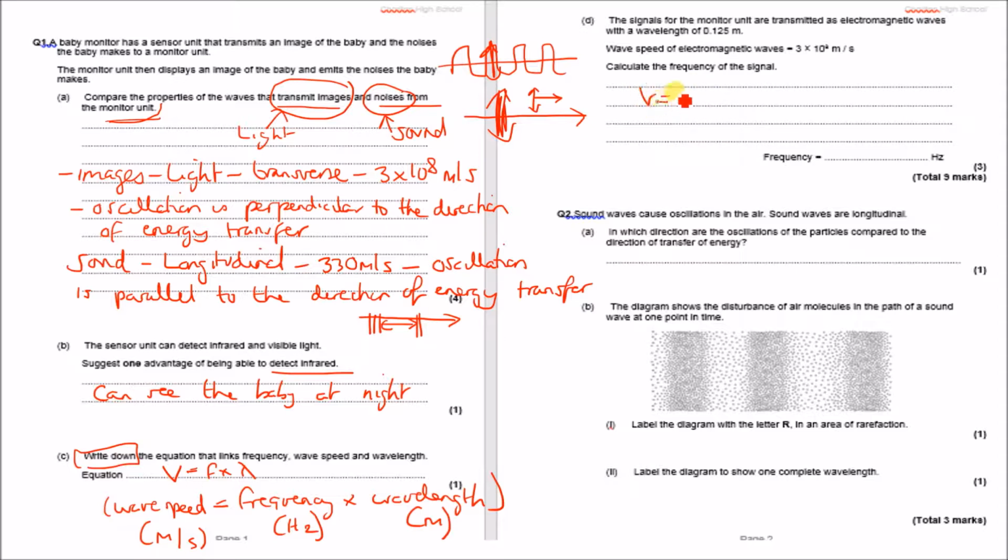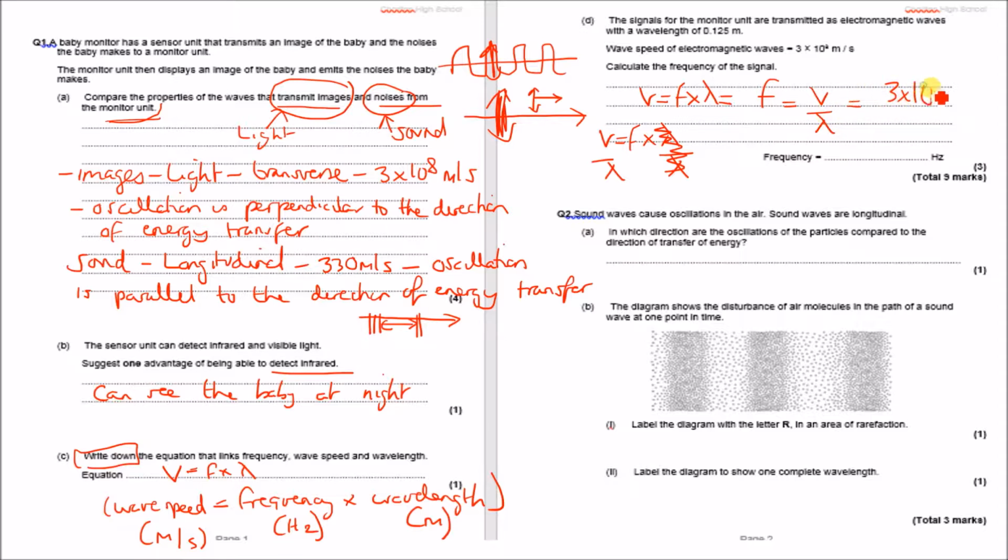So we just said V is equal to F times lambda. So for frequency, we're going to have to rearrange this equation. So remember, if V is equal to F times lambda, and we need to move lambda, we're going to divide by lambda on both sides. That will cancel out, so F is equal to V divided by lambda. Now remember, lambda is wavelength, so it's the speed divided by the wavelength.